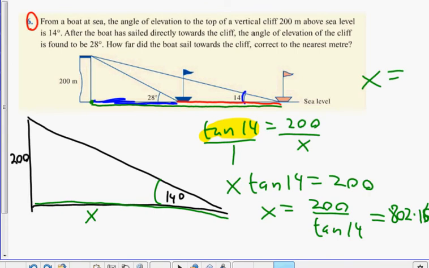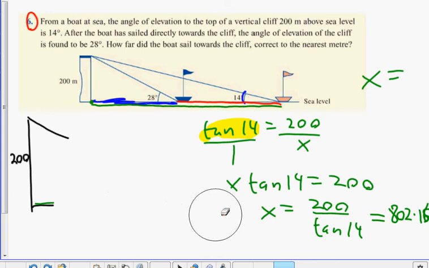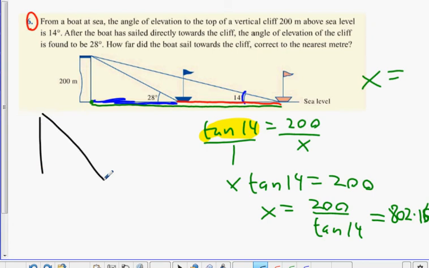So what I'm going to do next is find out what blue is by, once again, drawing another triangle. And that is 200. And then, what do I have here? 28. And I can find out what this y is. Y otherwise is known as the blue length. So, how do I find the blue length y? Any takers?